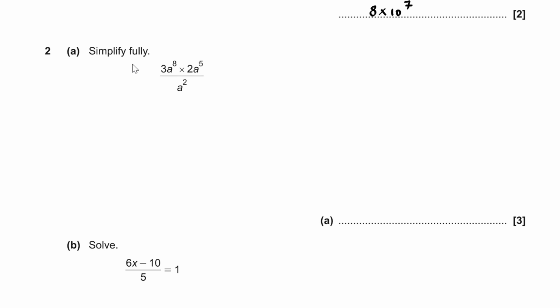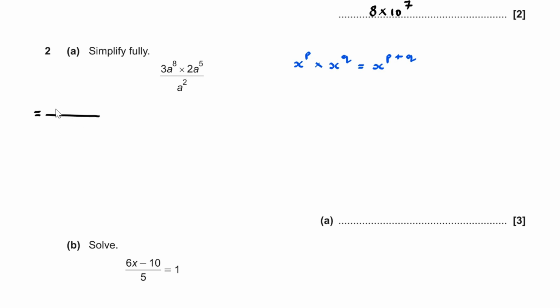Question number 2. For part A, we have to simplify fully 3a to the power of 8 times 2a to the power of 5 divided by a squared. Here we have to use some of the laws of indices. First of all, if we have x to the power of p times x to the power of q, when we've got the same base and we are timesing, we add the powers. And so therefore here, x to the p times x to the q, that's x to the power of p plus q. How does this help us? Well, this allows us to simplify the numerator.